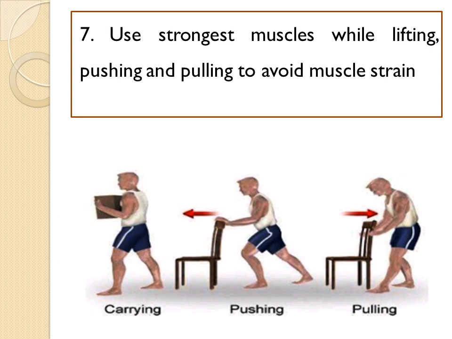Then the seventh principle: use the strongest muscles while lifting, pushing and pulling to avoid muscle strain. We all want to do that. Instead of using the lighter muscles, whenever we are doing something we have to try to use the strongest muscles, like leg muscles. If somebody is pushing, give pressure from the legs to maintain the balance, and that will cause less strain to the muscles.